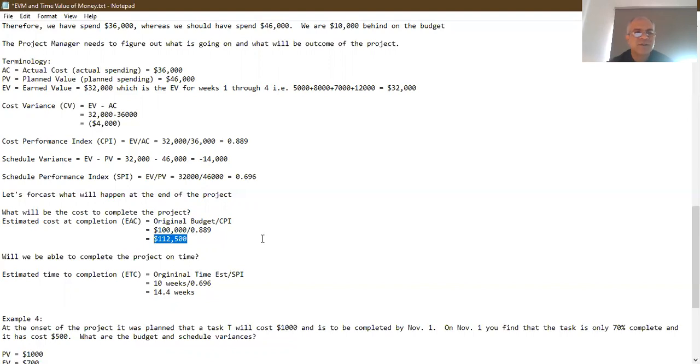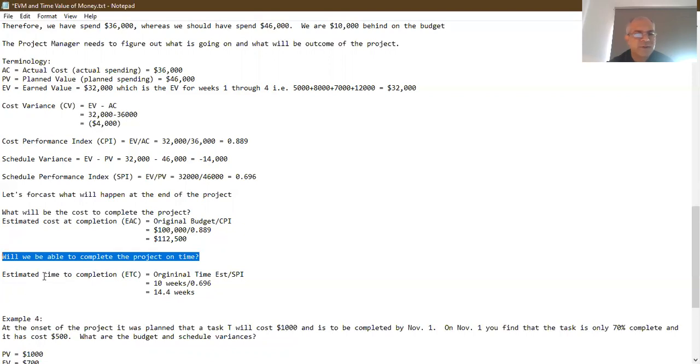Rather, this project is going to require $112,500 to complete. So this project is going to have an overspend of $12,500 when it completes, provided nothing changes and we continue to do our business the way that we're doing the project. The second question is, will we be able to complete this project on time?